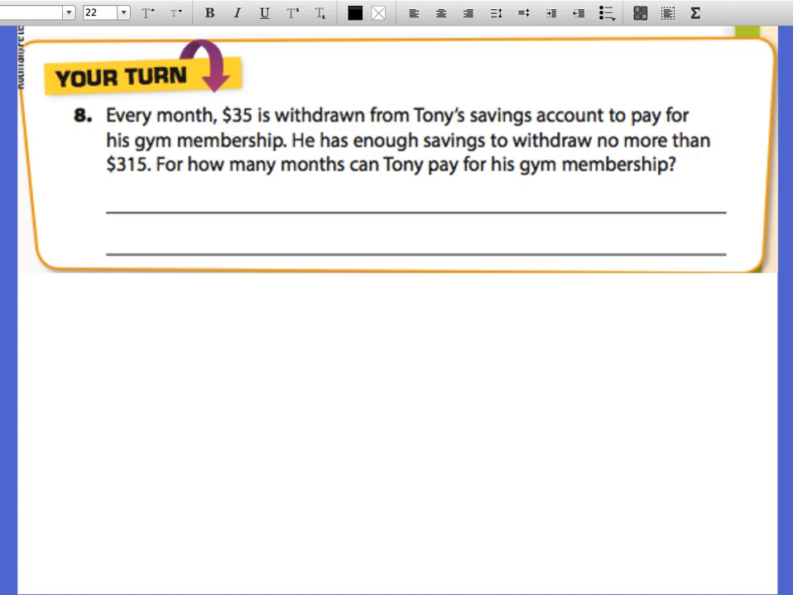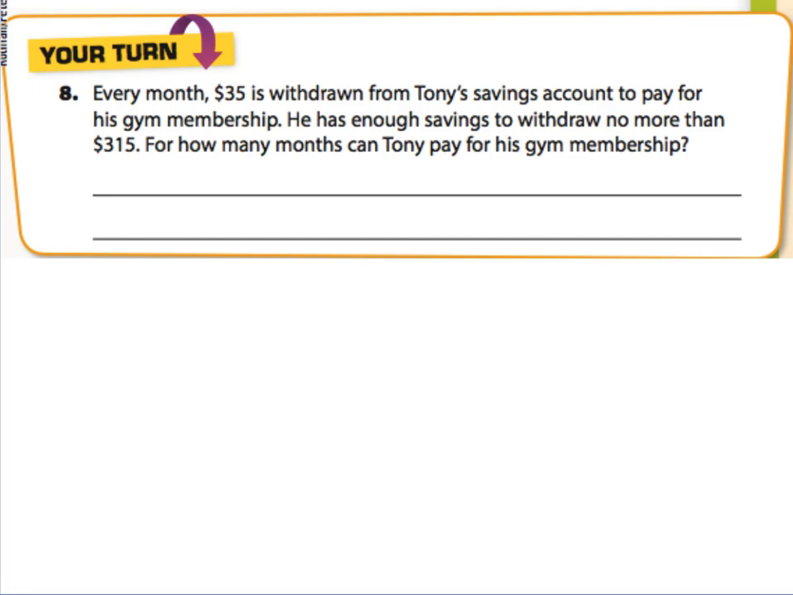So taking a look at this, every month, $35 is withdrawn from Tony's savings account to pay for his gym membership. He has enough savings to withdraw no more than $315. For how many months can Tony pay for his gym membership? Okay, so that "no more than" is really important. No more than. What would that imply?